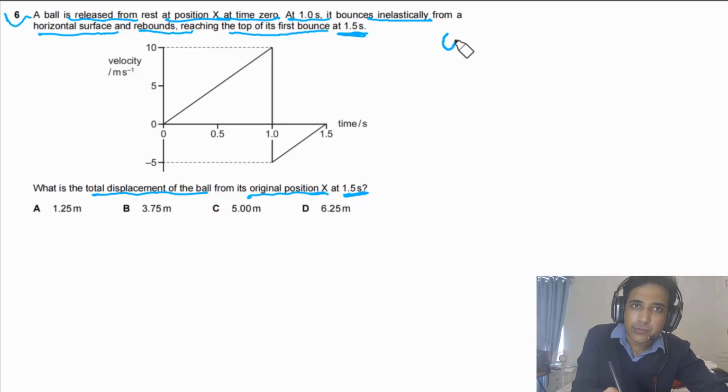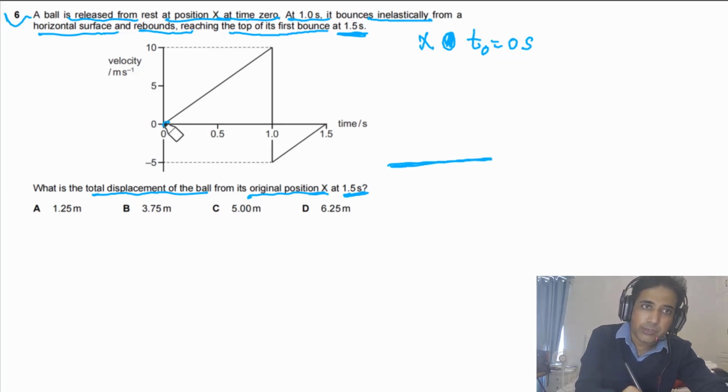The question is simply telling us we have, first of all, position X. We can say this is X, and we can say time here t0, which is equal to 0 seconds. The ball is released and the initial speed of the ball is equal to 0. You can also see from here. So this ball will go down, it will hit this surface, and it will bounce back.